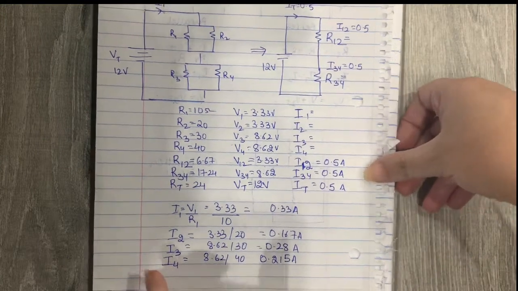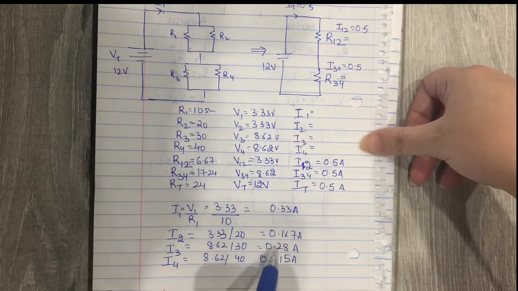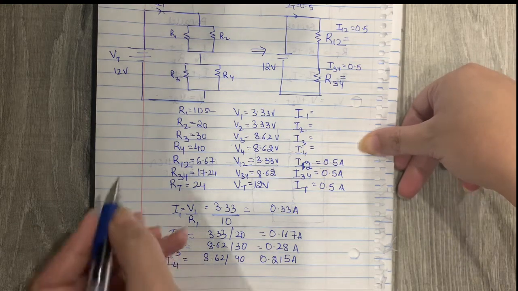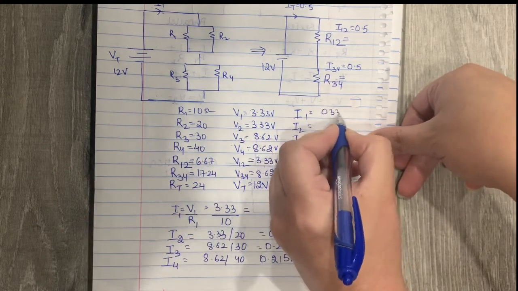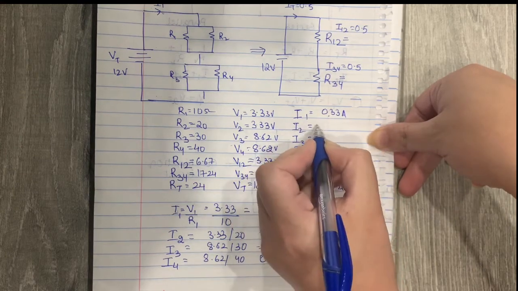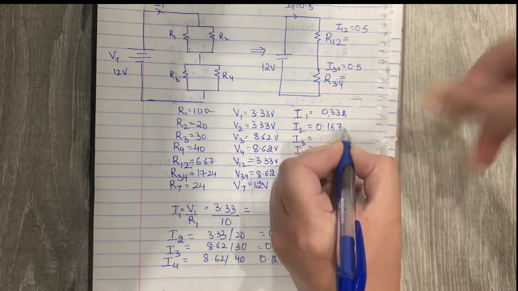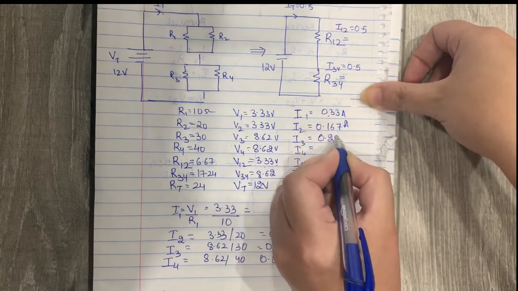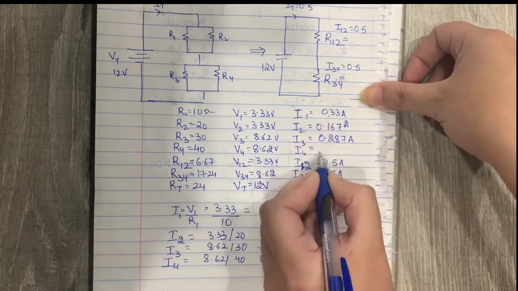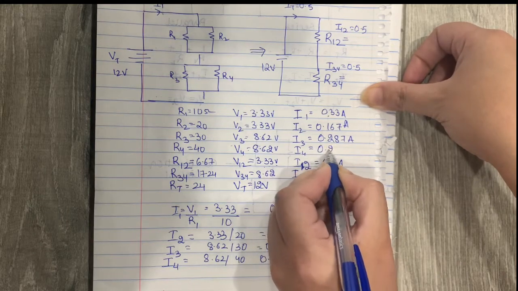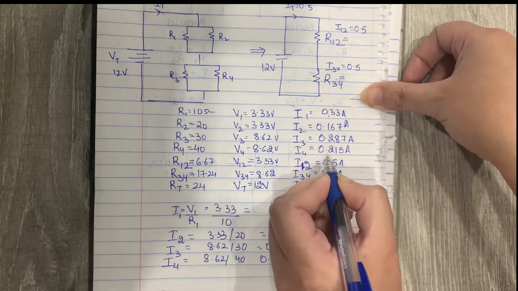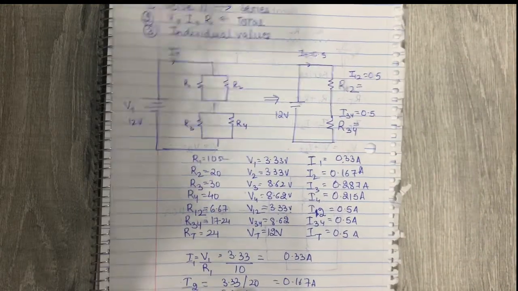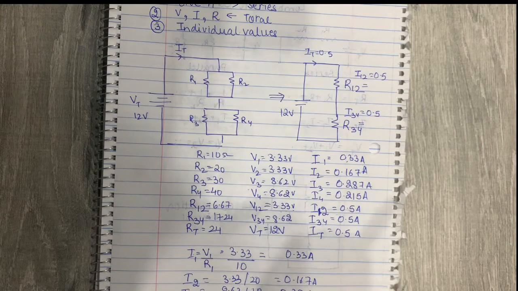Alright, so as you can see, I've calculated the individual values of currents also using the same Ohm's law, and that has given us the value of I1 as 0.33 amperes. I2 is calculated as 1.67 amperes. I3 comes close to 0.287 amperes, and I4 is 0.215 amperes. So this is a basic method of solving a combination circuit.